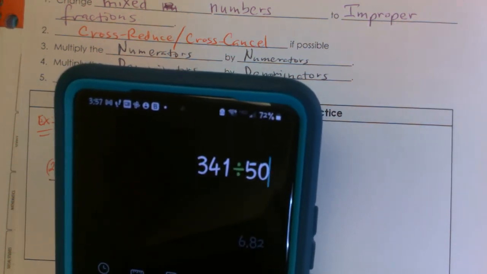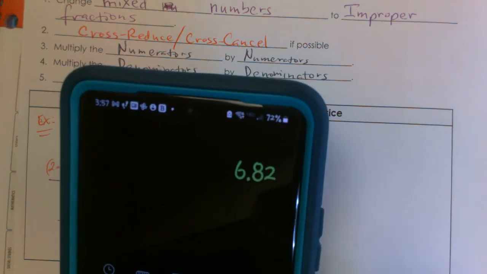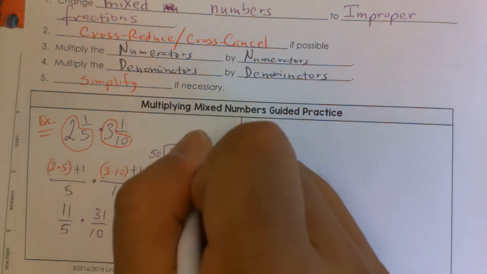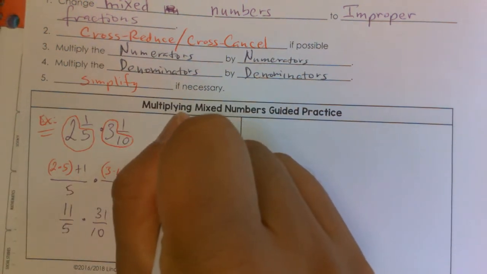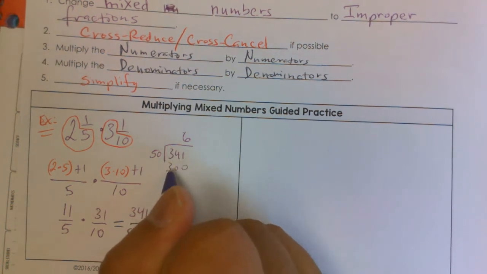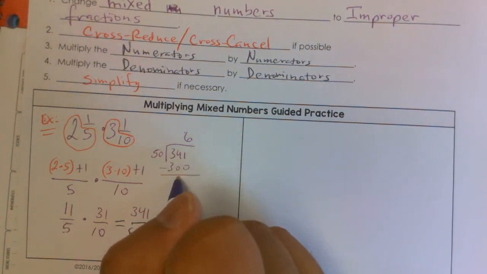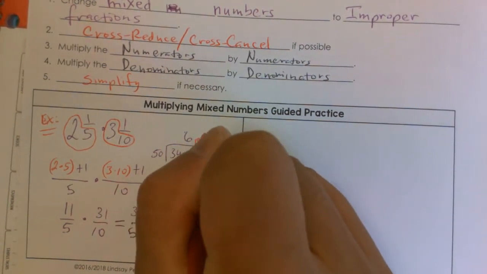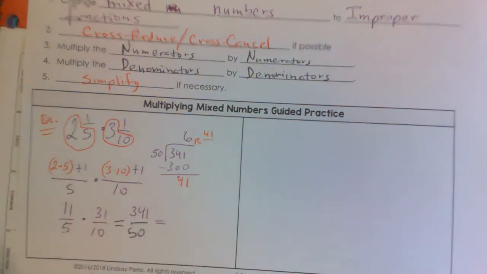I'm going to get 6 and then something left over, right? So I know the answer up here is going to be 6. So 6 times 50 is 300. I know that. And so the remainder I get is 41. The remainder is 41 over 50.